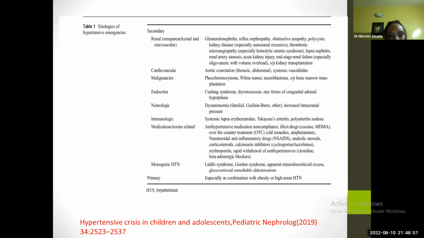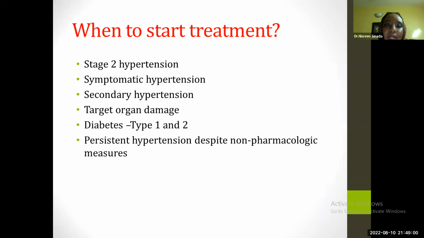I will not go through all this. Okay, so when to start treatment? You should start treatment in stage 2 hypertension, symptomatic hypertension, secondary hypertension, hypertension with target organ damage, as we said, diabetes type 1 or type 2, and resistant hypertension despite non-pharmacological measures. And we mean by non-pharmacological measures things like the DASH diet, which is the dietary approach to stop hypertension. It is fresh fruits, fresh vegetables, a low salt diet, exercise, and all these things.